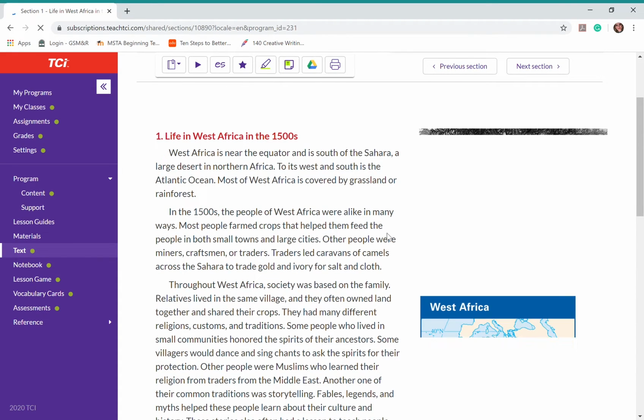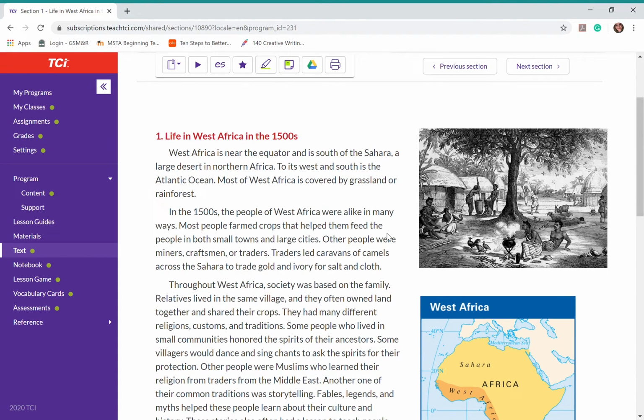So, life in West Africa in the 1500s. In the last lesson, we talked about Christopher Columbus and how he came in 1492. And then all that stuff started happening where people were going over to North America and settling. So now we're in the 1500s and we're looking at the lives of West Africans. People in West Africa lived as farmers and traders. They had a lot going on. They told stories. They were living kind of a normal life back then.